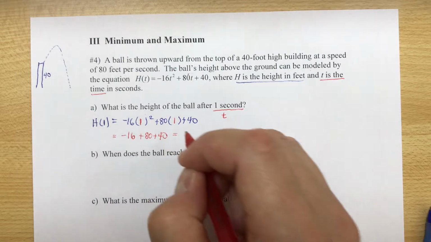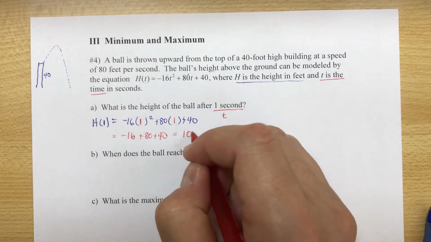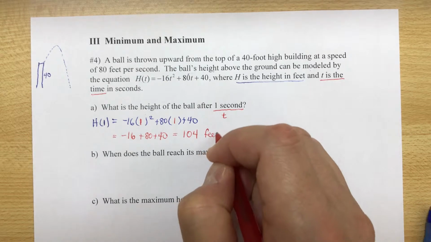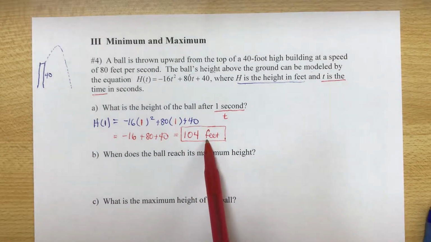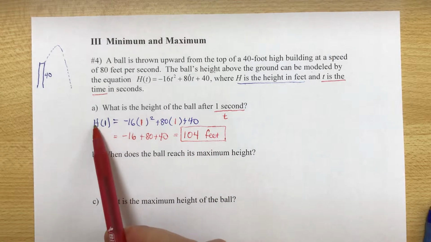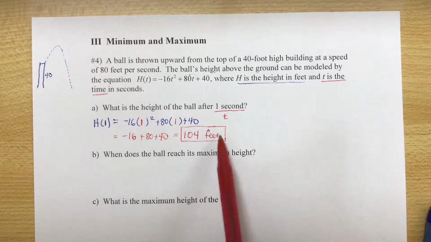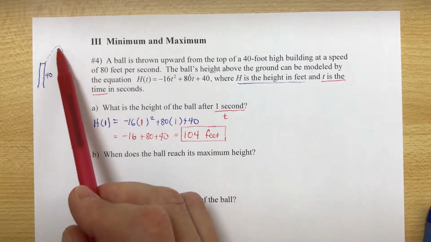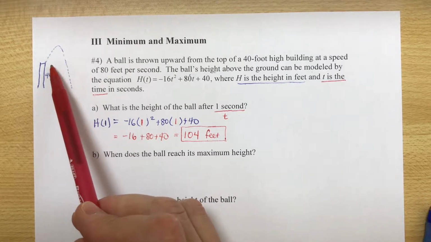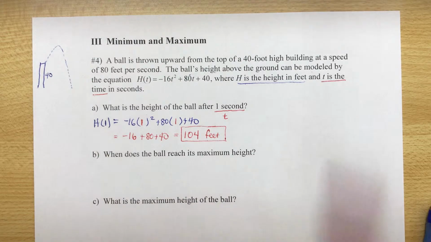And so when we add this up, what we're going to get is 104, and I'm going to write the word feet next to that. And the reason we know it's feet is we just found a height. So it's important, again, that we keep track of what it is that we're finding. If it's seconds, we need to write seconds. If it's feet or meters or whatever, we need to write that unit of measurement. So after 1 second, the ball is much higher. We started at a height of 40 feet. Now it's gone up to 104.